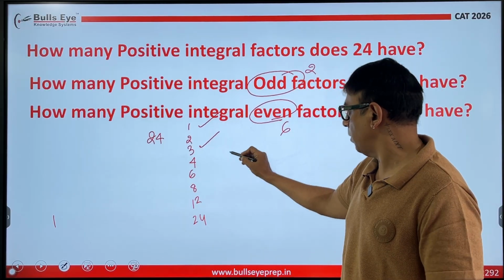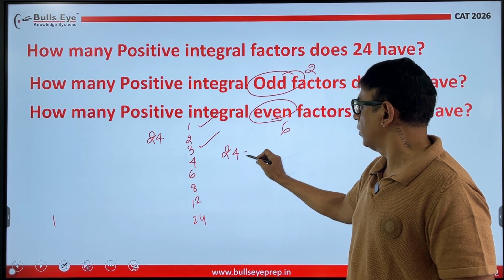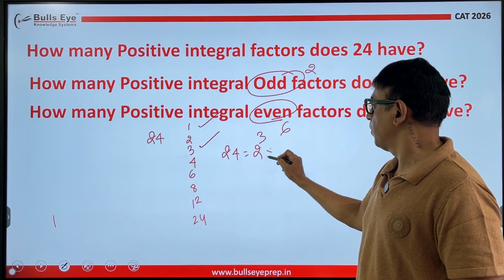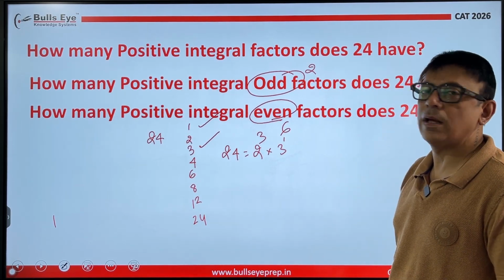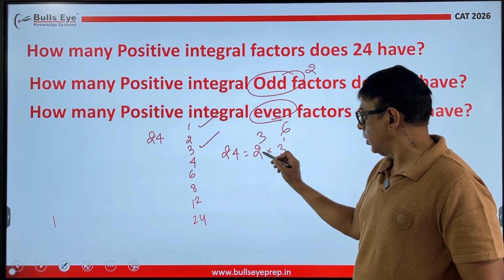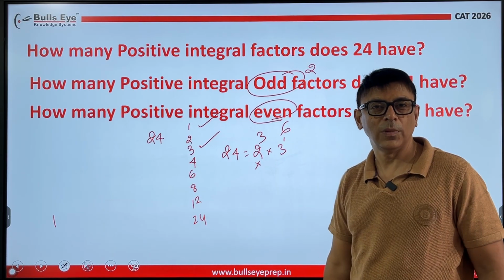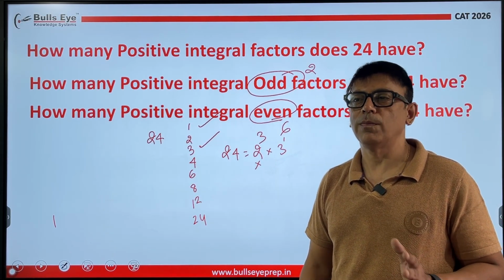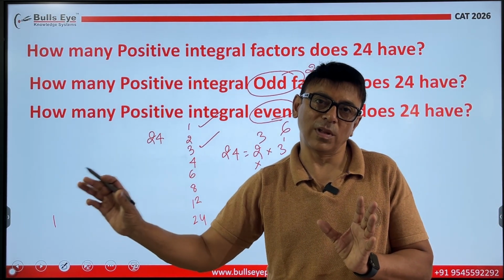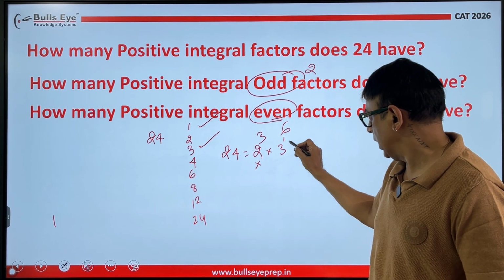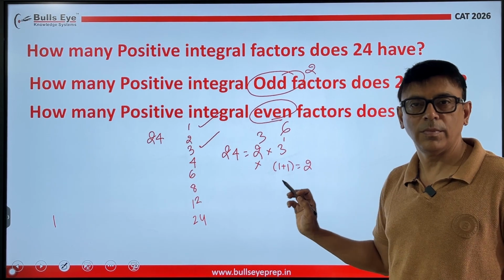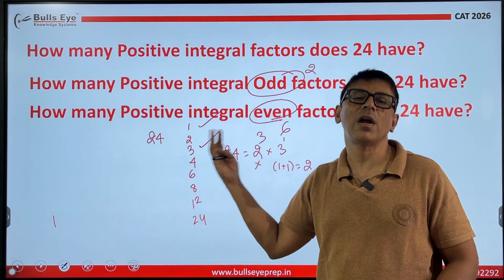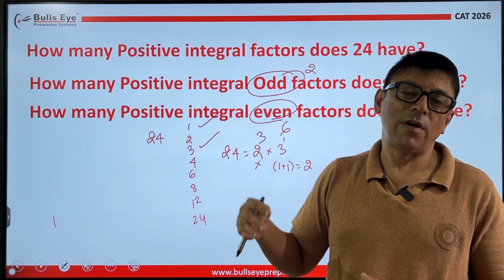How do we do it mathematically? 24 is written as a product of primes. For you to write the odd factors, do not take the power of 2. 2 is the only even prime number. So apart from 2, all the other prime numbers that you have, play with it. So this is 1 plus 1, that is 2. There's nothing more. Had there been 5 at the same time, you would have multiplied that.